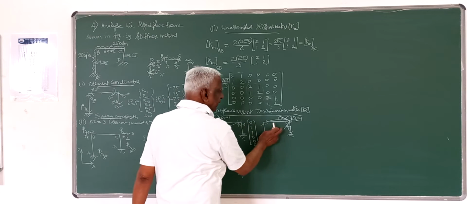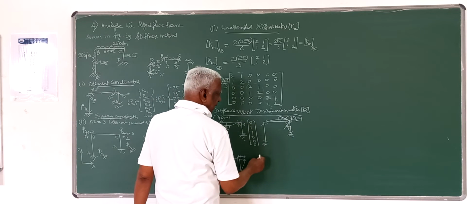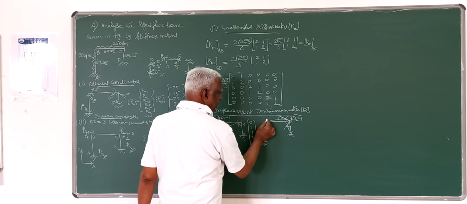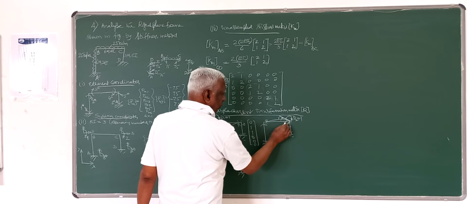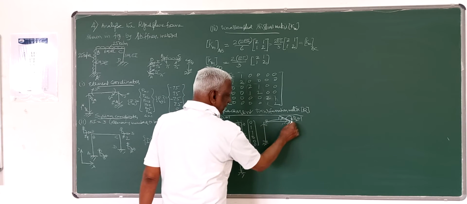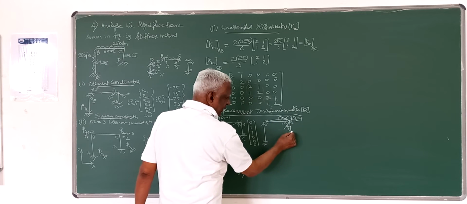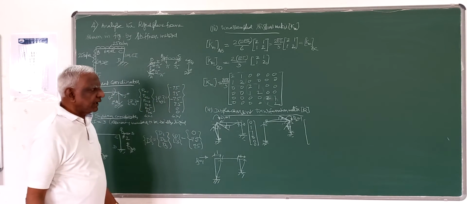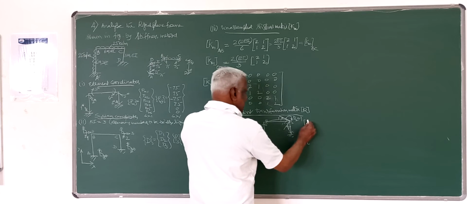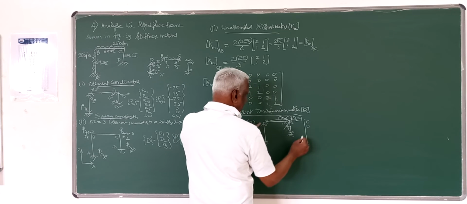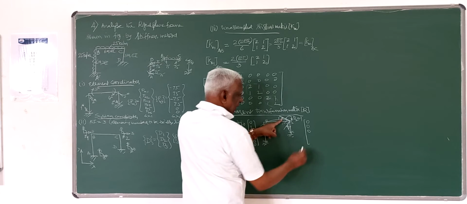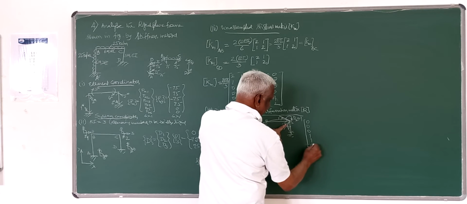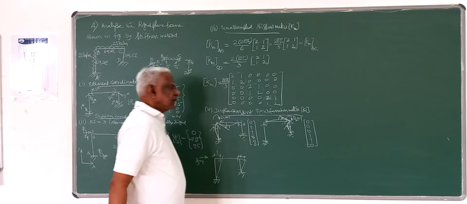Same thing here, when I give unit displacement in the direction of the second coordinate, here no displacement has occurred, 0, here 0, here 0, here it is 1, here also it is 1, here it is 0. So the second column of this transformation matrix corresponds to 1, 0, corresponds to 2, 0, corresponds to 3, 0, corresponds to 4, 1, 5, it is 1, corresponds to 6, it is 0.